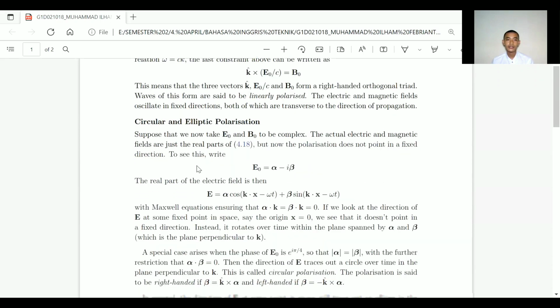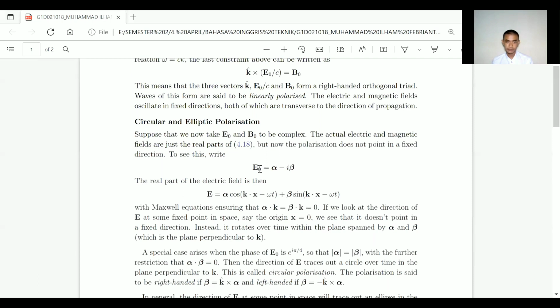Next, circular and elliptic polarization. Suppose that we now take A0 and B0 to be complex. The actual electric and magnetic fields are just the real parts of 4.18. But now the polarization does not point in a fixed direction.